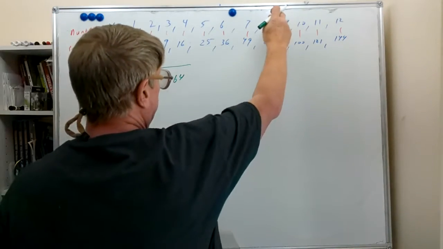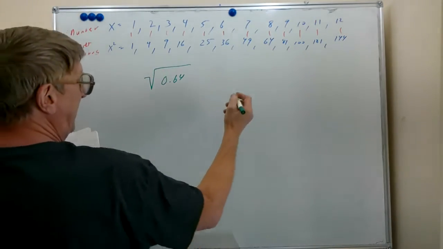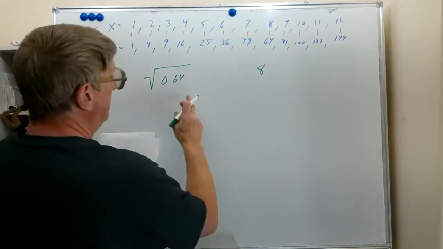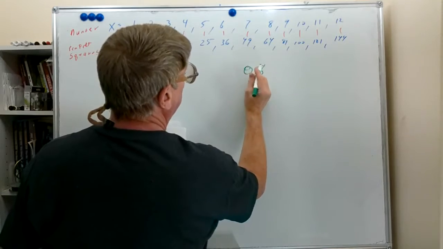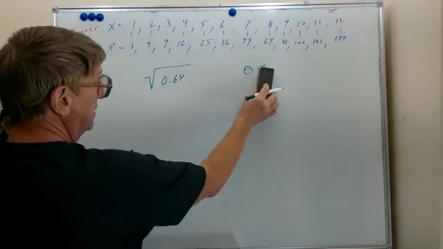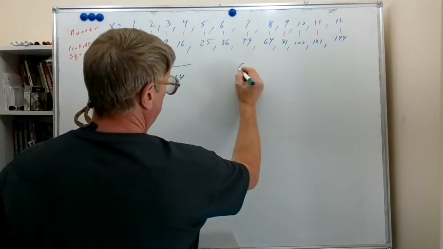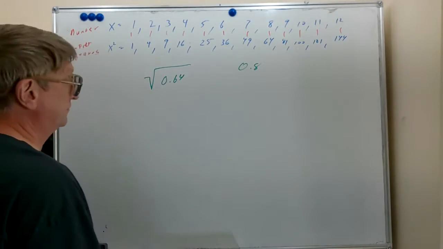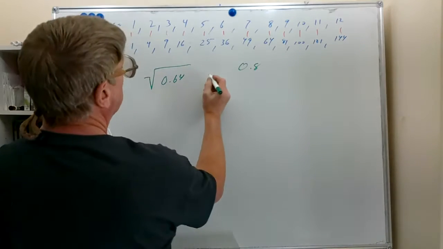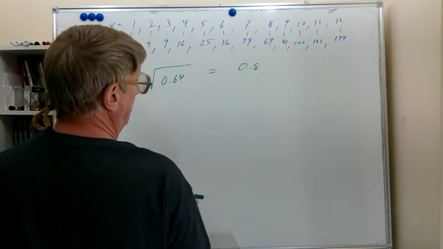Well, 64 is the square of 8, so it sounds like 8's going to be working out, but how many decimal places do we have here? We have 2. So we need 1 decimal place here, which would be 0.8. So the square root of 0.64 equals 0.8.